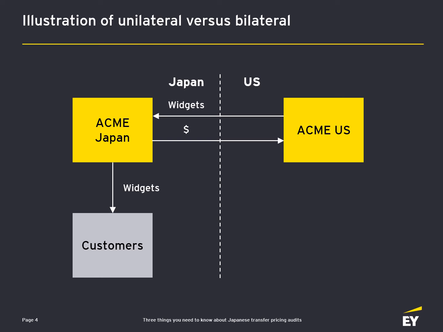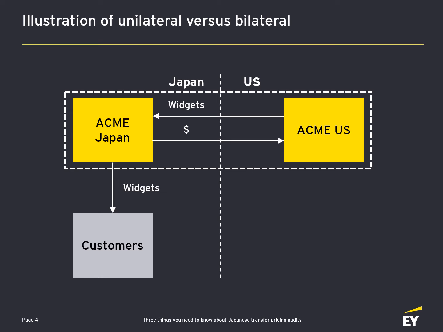However, every transaction has two sides, and it is still possible that the US tax authorities have an issue with the transfer pricing of Acme US when selling to Acme Japan. In order to cover that risk, Acme could enter into a bilateral APA, which is an agreement between the Japanese and US tax authorities. To keep this video short, I won't go into the detail on the pros and cons of unilateral versus bilateral, but just give an example of a potential pro for each.